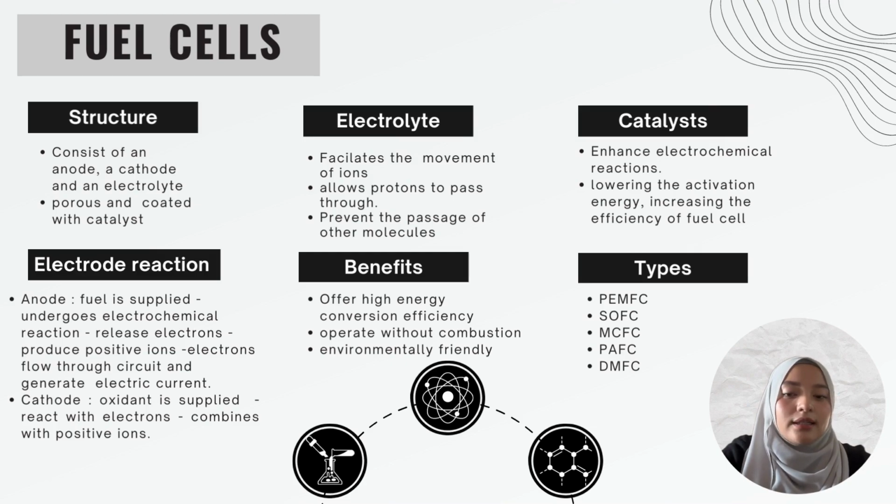As for the electrode reactions, at the anode, a fuel such as hydrogen gas or methanol is supplied. The fuel molecules undergo a specific electrochemical reaction depending on the type of fuel cell to release electrons and produce positively charged ions. The electrons are forced to flow through an external circuit, generating an electric current that can be used to do work. At the cathode, the oxidant, such as oxygen or air, is supplied.